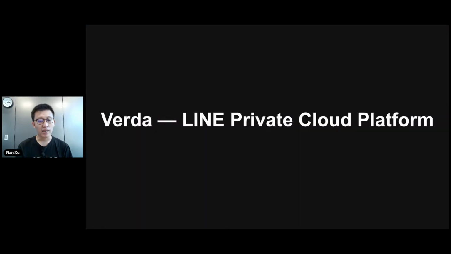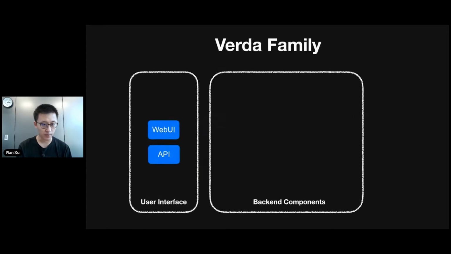So now let's go to the architecture introduction of Line private cloud platform. So Verda is the Line private cloud platform, as I mentioned. It is responsible for providing reliable infrastructure services to Line developers at a low cost. Verda platform includes two parts. First part is a user interface. Second part is a set of backend infrastructure services.